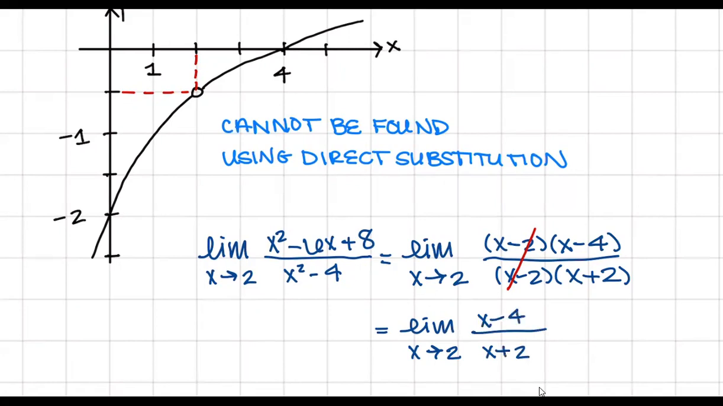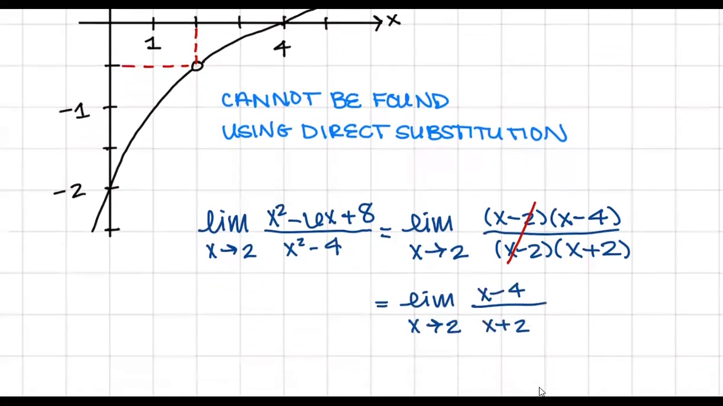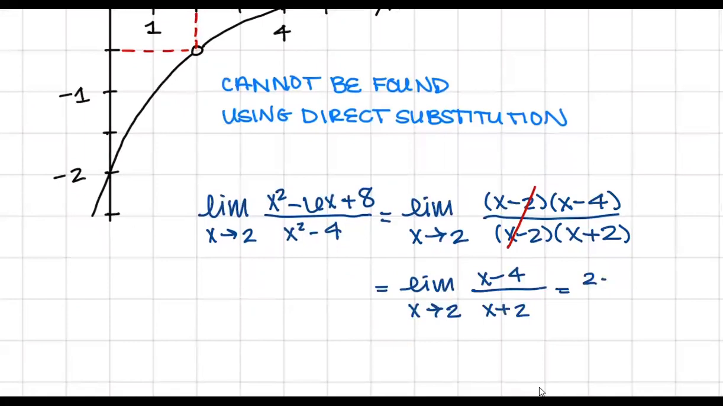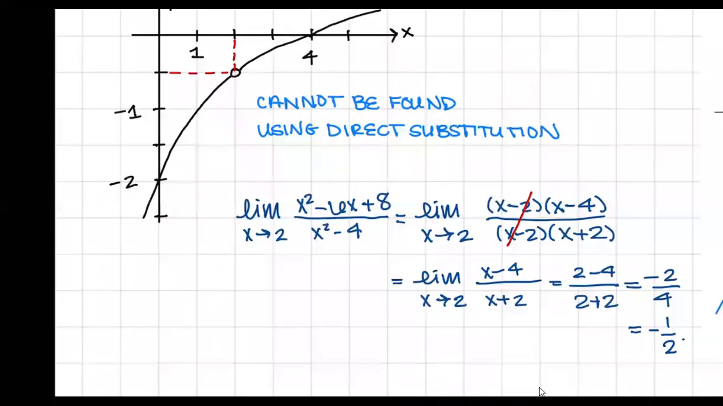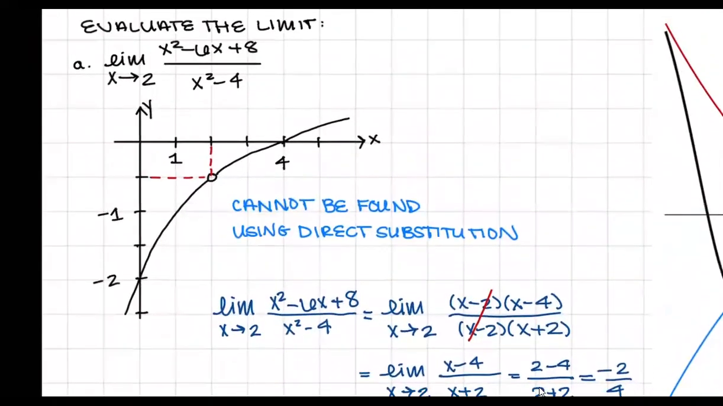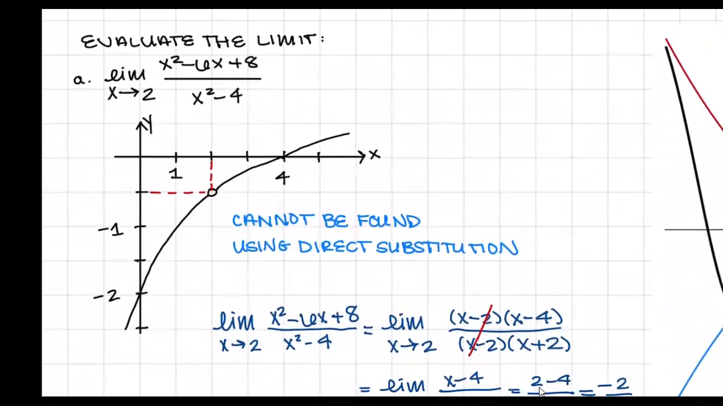Now we've got the limit as x approaches 2 of x minus 4 divided by x plus 2. Now we can go ahead and do exactly what we wanted to do and just directly substitute in 2. We get 2 minus 4 over 2 plus 2 equals negative 2 over 4, which is the same as negative 1/2. So though it may seem a little daunting, the first step you should always try is asking yourself, can I factor the numerator? Can I factor the denominator and get anything to cancel out?